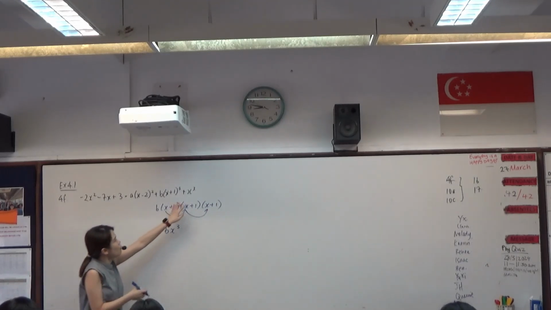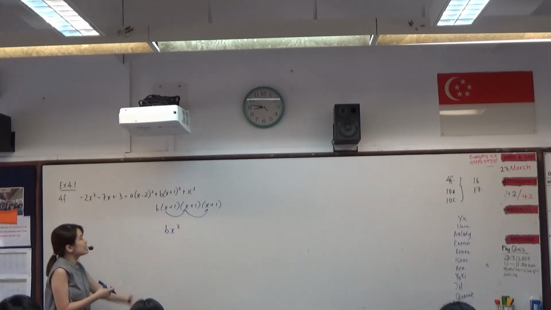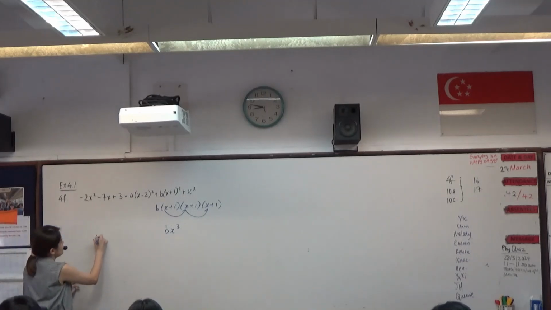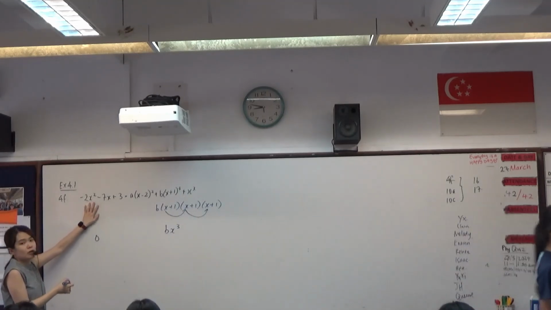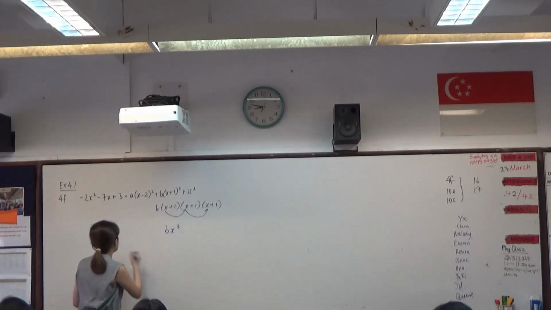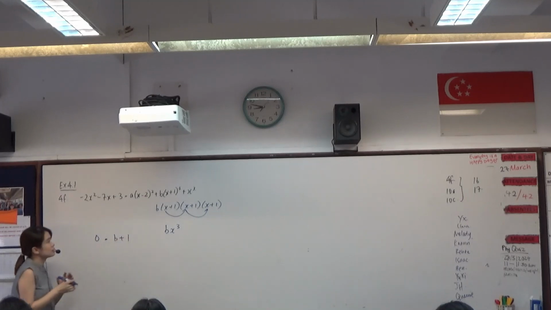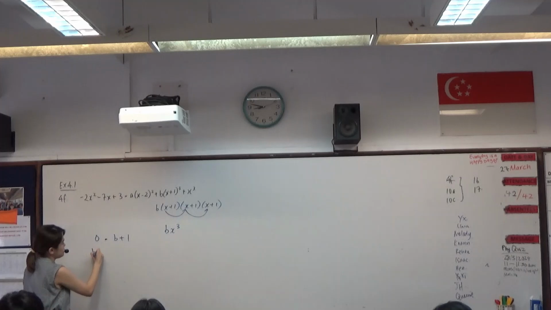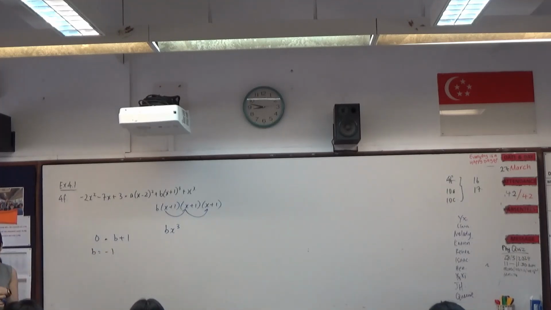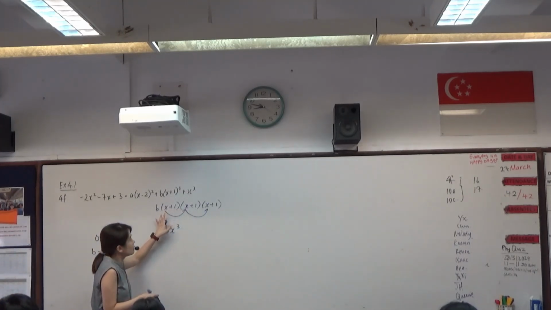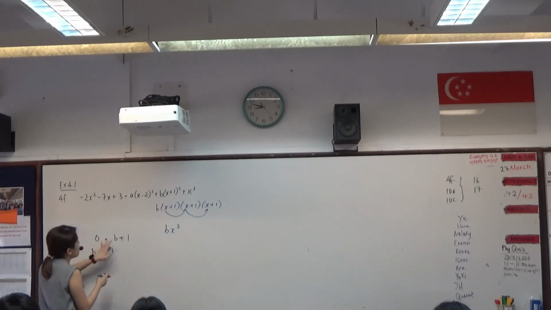Okay, then after that, over here I also have an x cubed, but over here there's no x cubed. So what this tells me is that the coefficient of x cubed on the left hand side will be 0. On the right hand side, it will be b plus 1. Okay? So therefore, our b will be equal to negative 1. Right? Yes. B, what? B plus 1, 0 equals b plus 1. Oh, how do I get b plus 1?